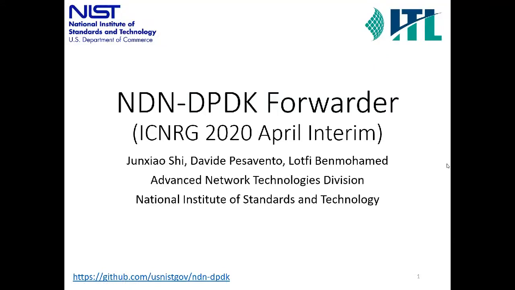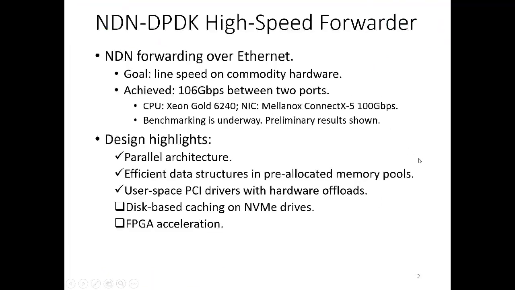Okay. Yes. I am Junxiao Shi. I'm a member of the National Institute of Standards and Technology, and today I am presenting the NDN-DPDK forwarder. NDN-DPDK is an NDN forwarder over native Ethernet without using any overlays. Our goal is line speed forwarding on commodity hardware, and so far, we have achieved 106 gigabits per second between two ports.